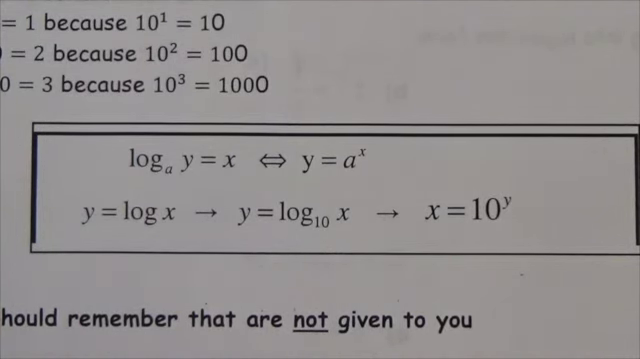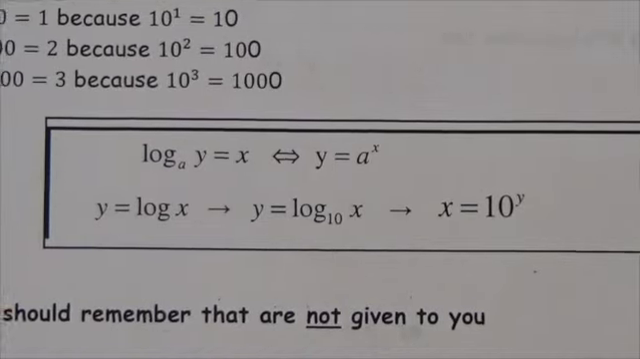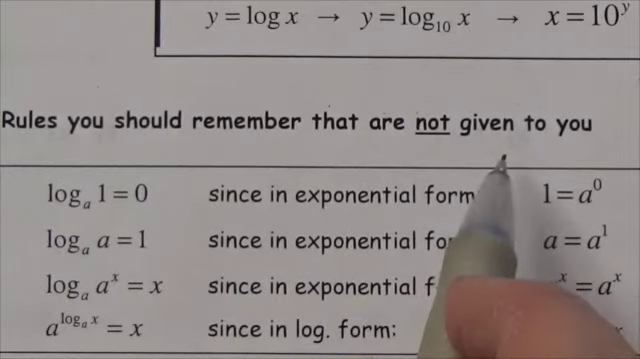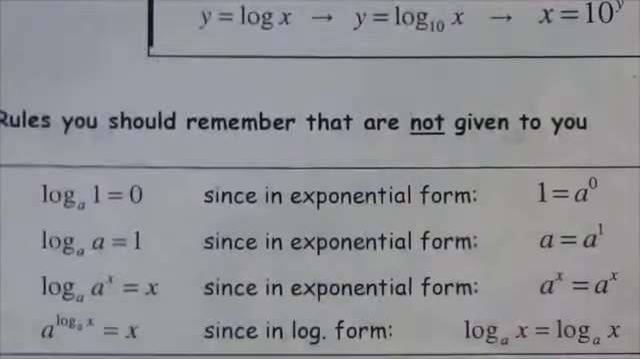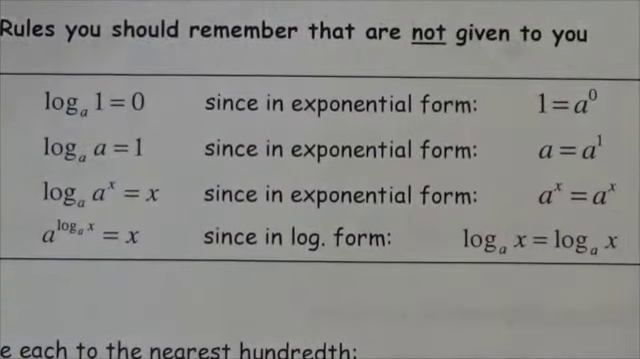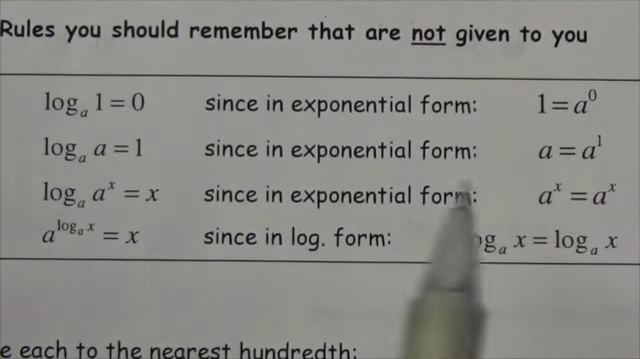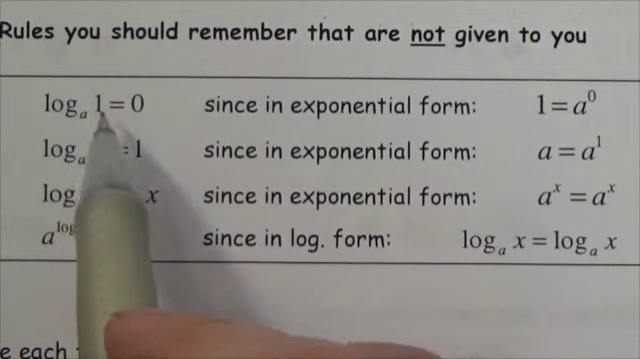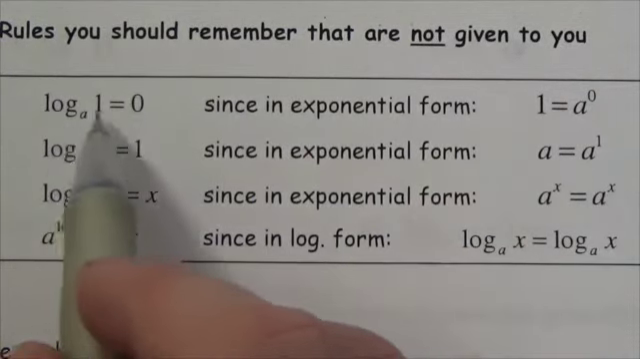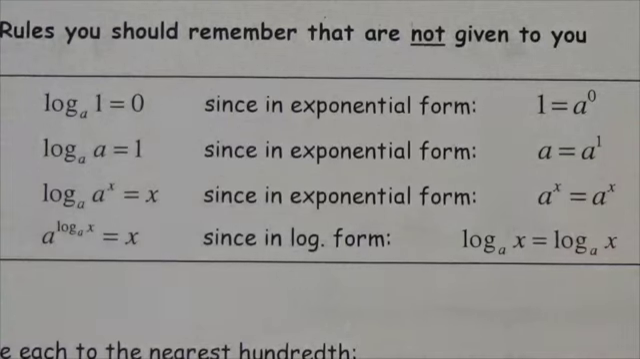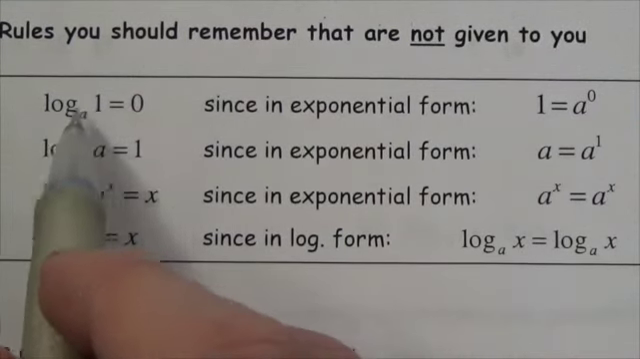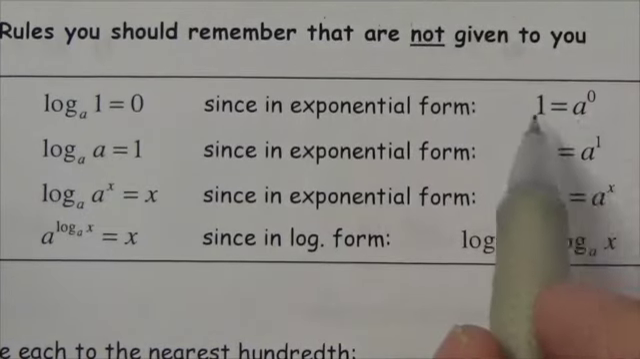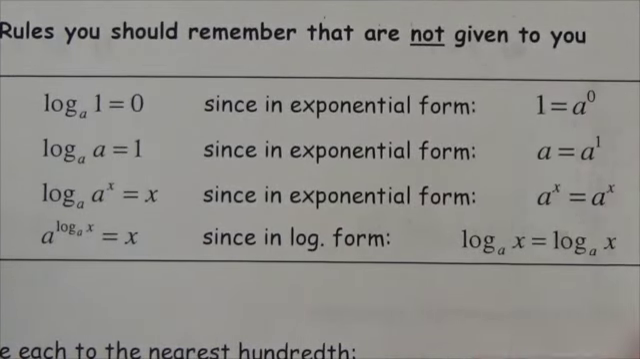So, that being said, there are important rules that are not going to be given to you that you should know anyway. It's a little tight, but everything you need to see is on the screen. First of all, log base a of 1, doesn't matter what a is, the base can be anything as long as it's positive and not 1, is going to equal 0. And that's always true because whatever that base is to the 0 will always get you a 1.